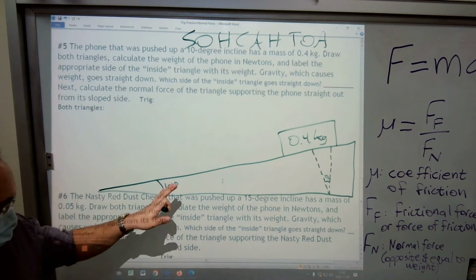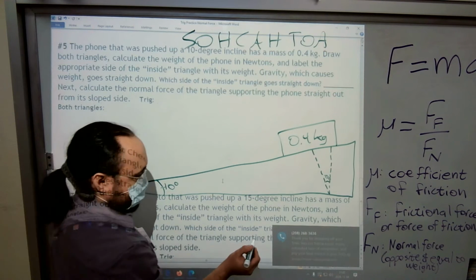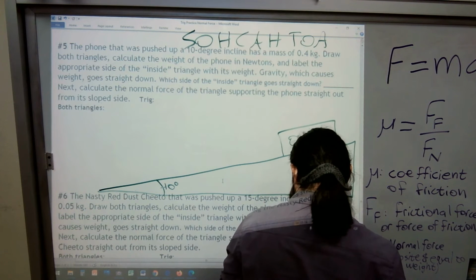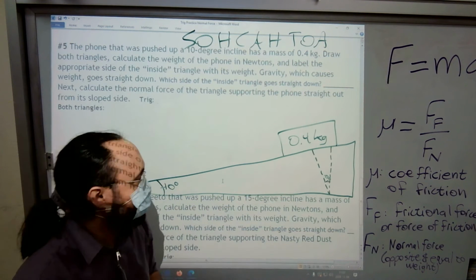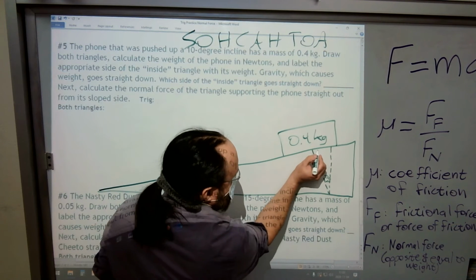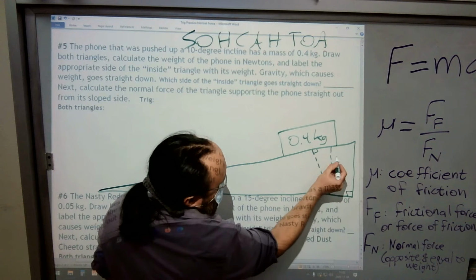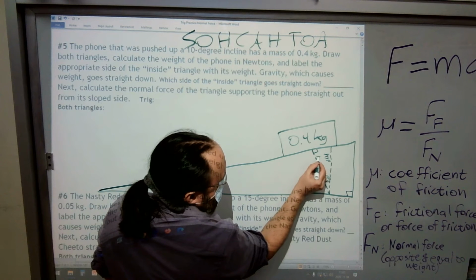Now, when you draw an inside triangle, it is geometrically similar to this other triangle. So those two angles are the same as each other. So if this is 10 degrees, then that angle is 10 degrees. And because that angle's there, this is our right angle. So this is our hypotenuse side, and this is our adjacent side.